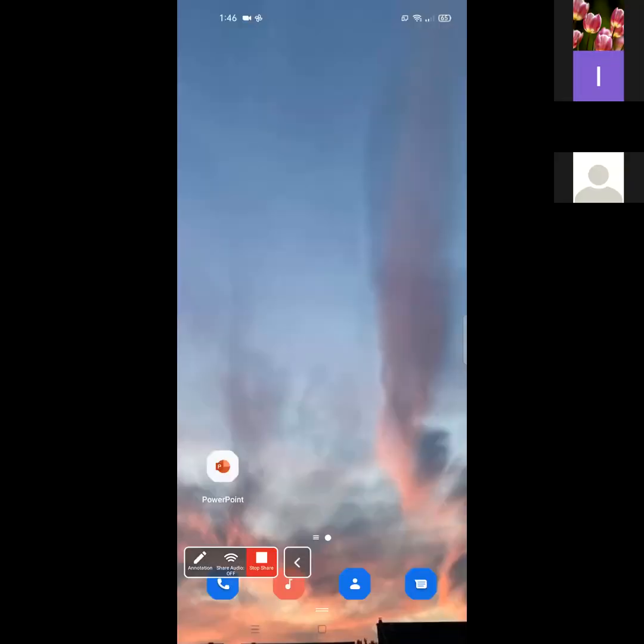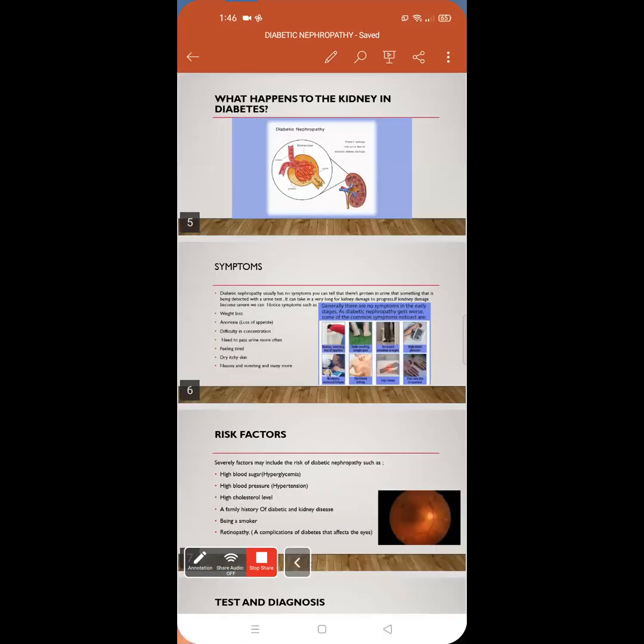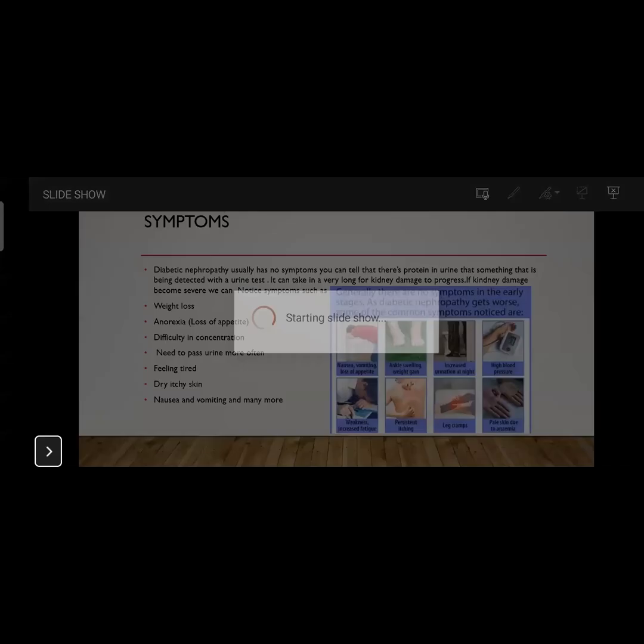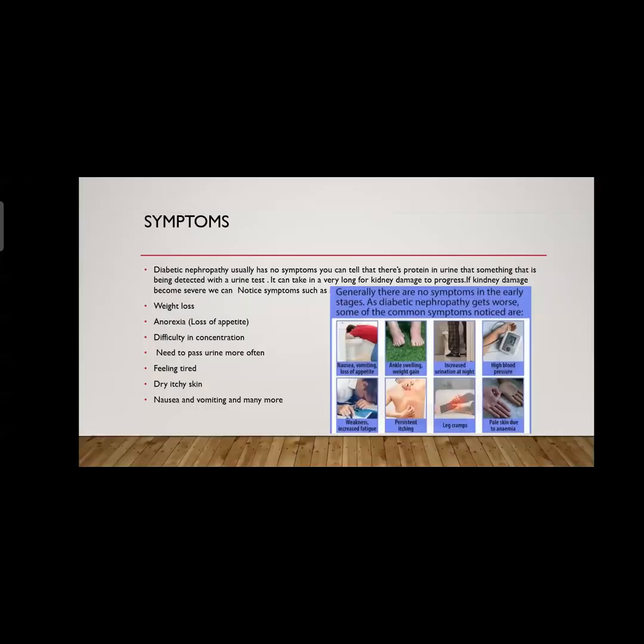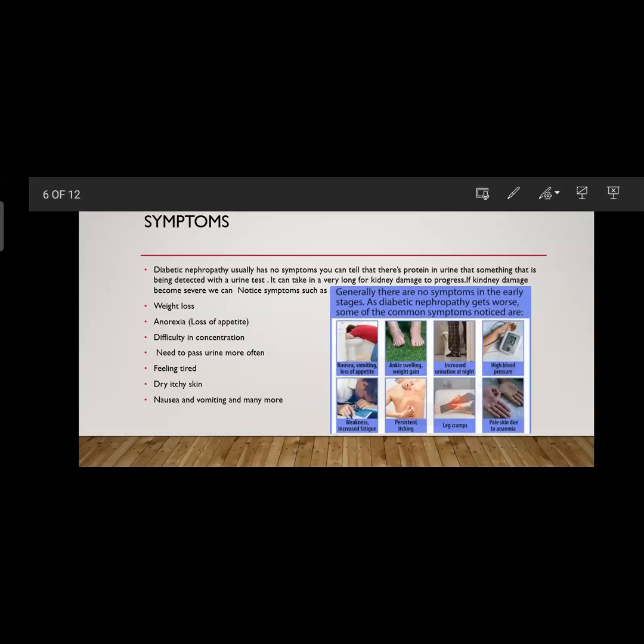Can you show the symptom screen? Pardon? Symptom, common symptom? Yes. Wait. Here are the symptoms: weight loss, anorexia, difficulty in concentration, need to pass urine more and more, feeling tired, dry and itchy skin, nausea and vomiting. Is it done? Done.